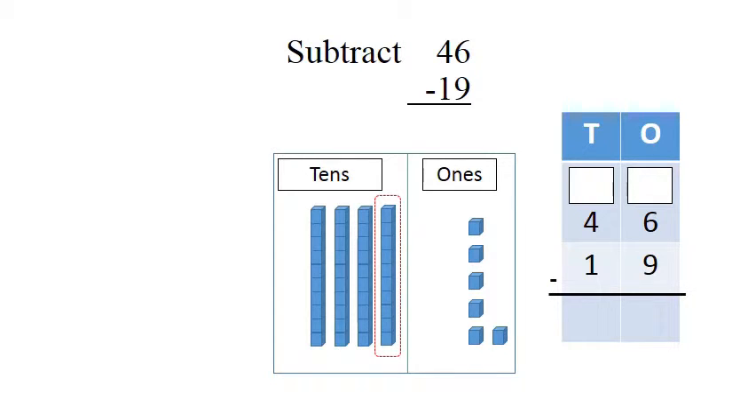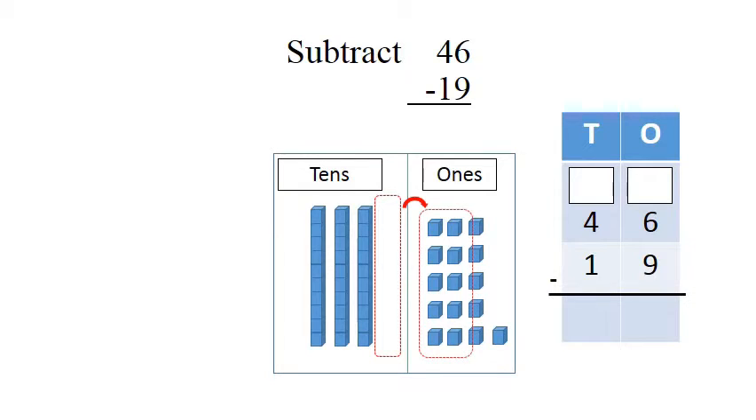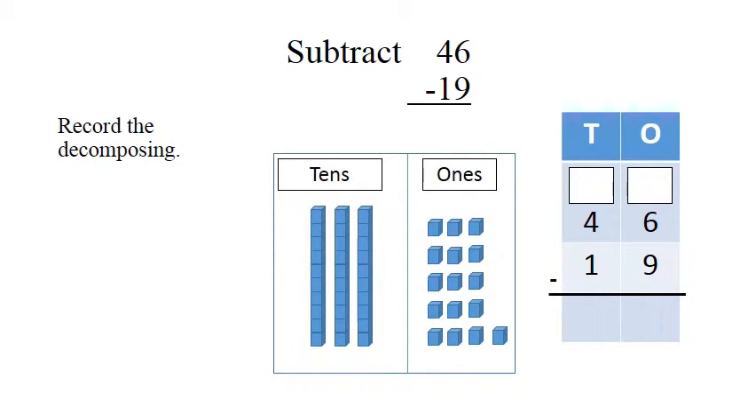I'm going to take my 10 from the tens place and break it apart, decompose it into 10 ones. 1, 2, 3, 4, 5, 6, 7, 8, 9, 10. The next thing I need to do is record that actual decomposition. So I'm going to cross out my 4 tens because I'm taking 1 ten away.